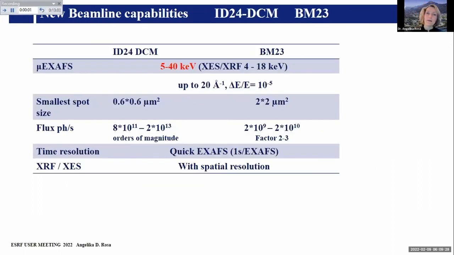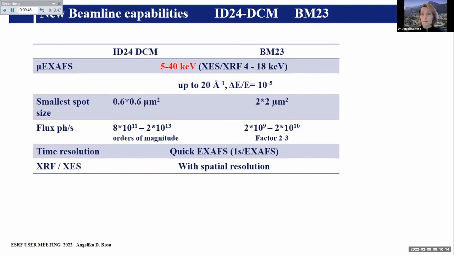So here are the new capabilities of ID24 DCM and BM23. These are two micro X-ray energy scanning X-ray absorption spectroscopy beamlines. Both of them will cover a large energy range, 5 to 50 keV for XAS, but also for emission fluorescence spectroscopy, with a slightly shorter range in energy, where we can access a large k range and achieve a high energy resolution. ID24 will feature a sub-micron beam size, while BM23 will further reduce the beam size to 2 by 2 micron.